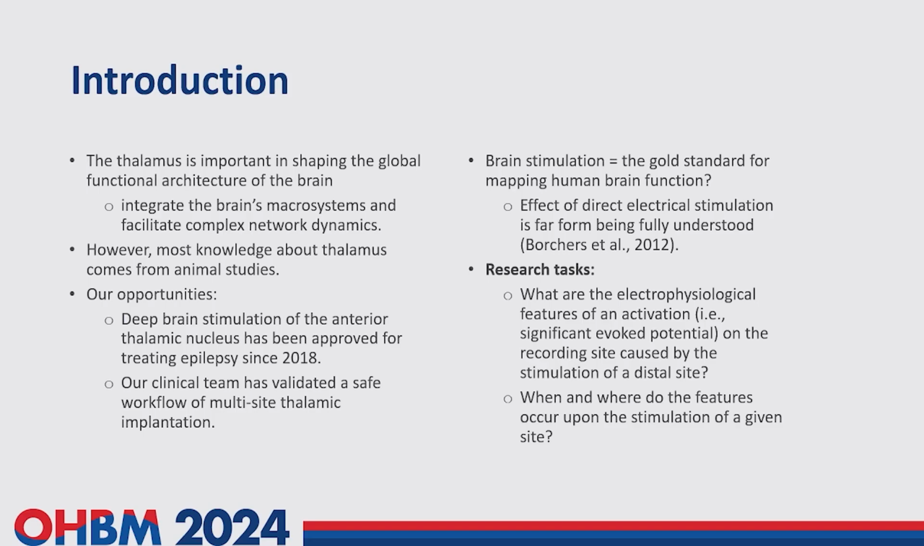So we know that the thalamus is very important in shaping the global functional architecture of the brain. But most of our knowledge about the thalamus comes from animal studies, because in the human brain, we lack the tools with enough spatial temporal resolution to have access to subcortical areas.